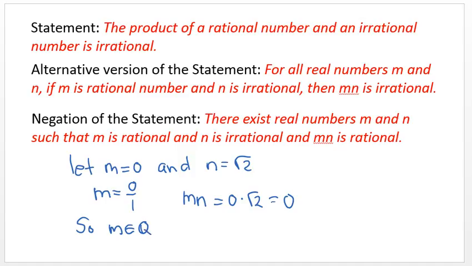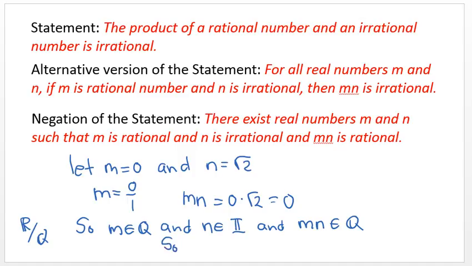Remember the symbol for rational is Q, for quotient. And n is irrational, and we made up our own symbol for irrational. We'll say I for irrational. It's actually R minus Q, the real numbers take away the rational numbers. And m times n is rational. So we found real numbers m and n such that m is rational, n is irrational, and mn is rational. So the original statement is false.